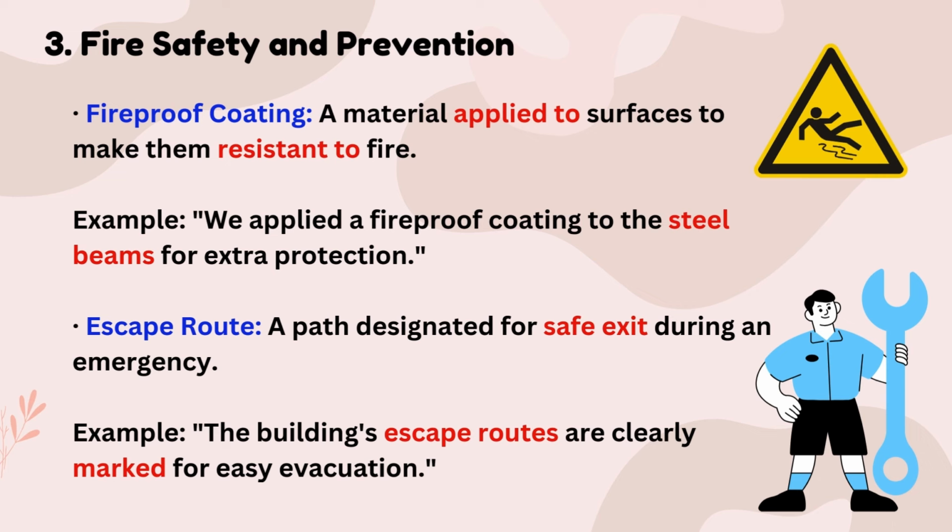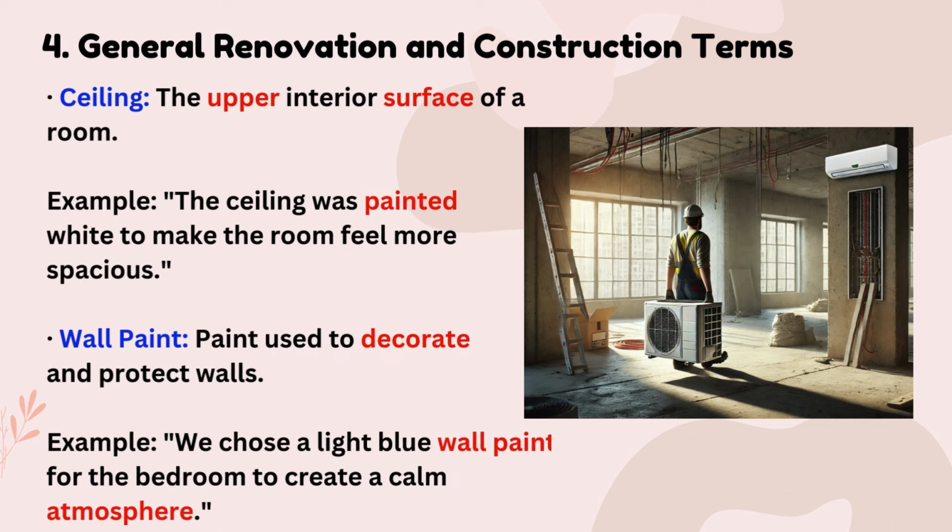Escape route: a path designated for safe exit during an emergency. Example: the building's escape routes are clearly marked for easy evacuation. 4. General renovation and construction terms. Ceiling: the upper interior surface of a room. Example: the ceiling was painted white to make the room feel more spacious.